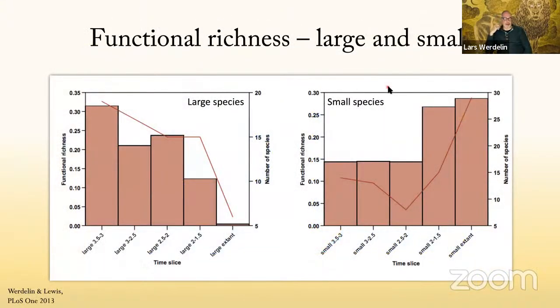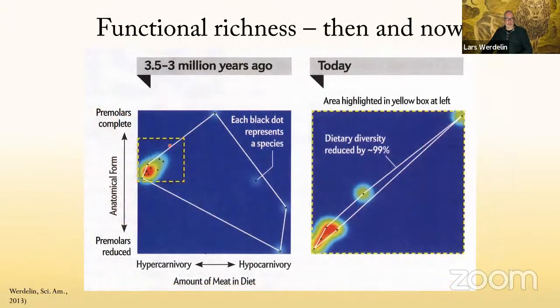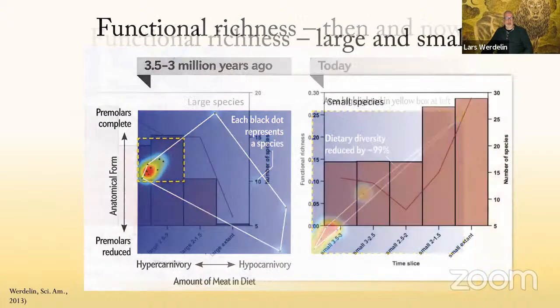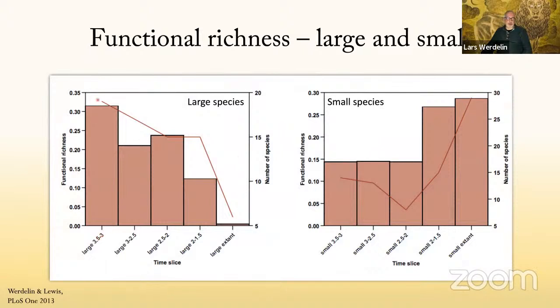We can put this in slightly different terms, just looking at numbers. So here's a plot of functional richness, which is calculated as the area of this convex hull. At 3.5 to 3 million, it was at its maximum. It reduced a little bit, but not much, and then took a fairly large step in the early Pleistocene, and then a big step to the modern. Of course, the scale makes this look even more dramatic than it actually is, although it is pretty dramatic.